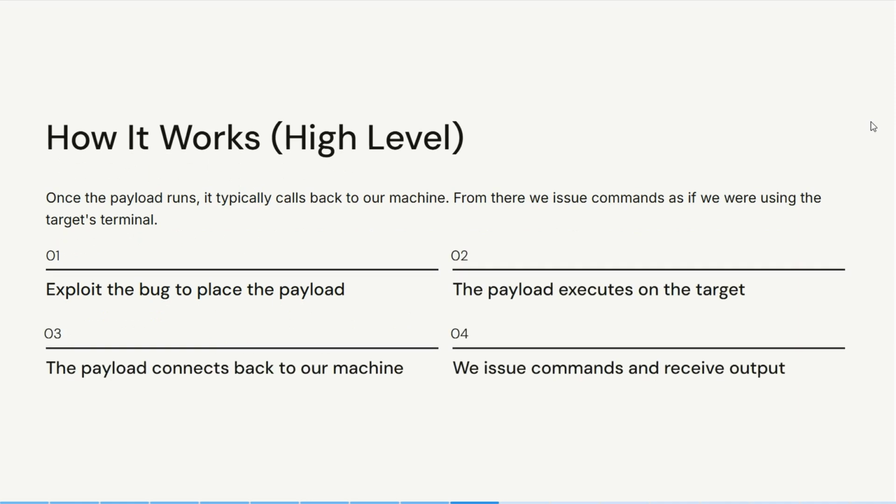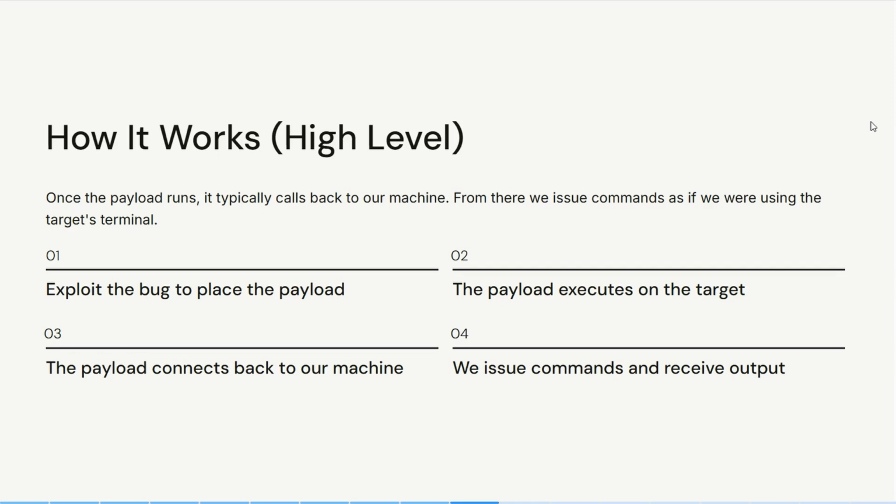So how does it work? Once the payload runs on the victim system, it typically calls back to our machine, which is the machine of the attacker. From there, the attacker will issue commands as if the attacker were using the target terminal. So number one, exploit the bug to place the payload. That is the first step. Then second, the payload executes on the target system.